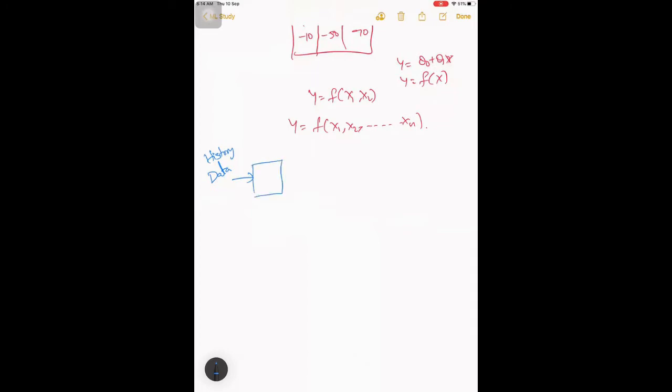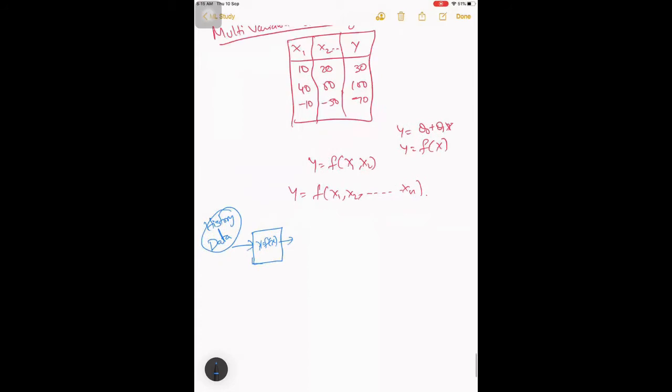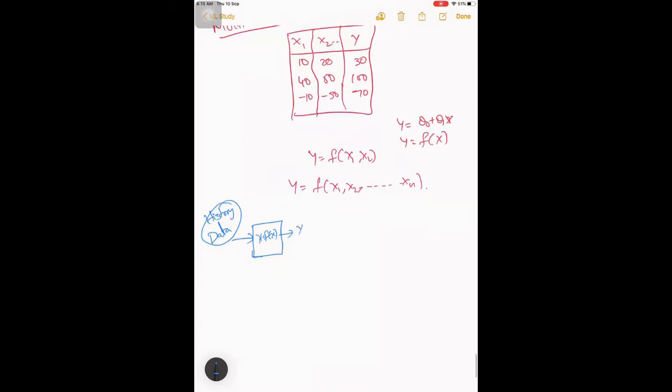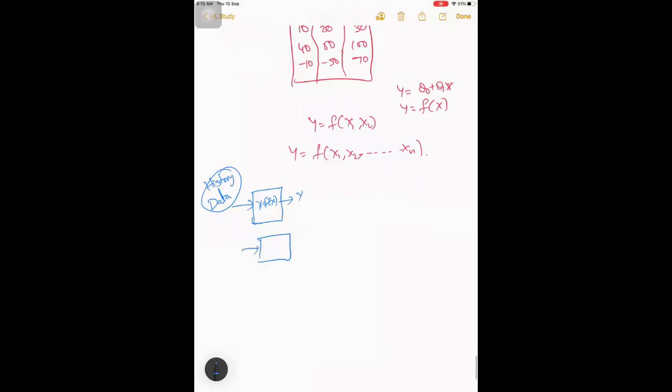You take history data. From the history data, we'll be getting the relation between x and y. Our model is actually learning what the relation between x and y is, depending on our history data. For new values, when we give new data, it knows this f of x, and there won't be any more learning. It will do the prediction based on what it has learned already.